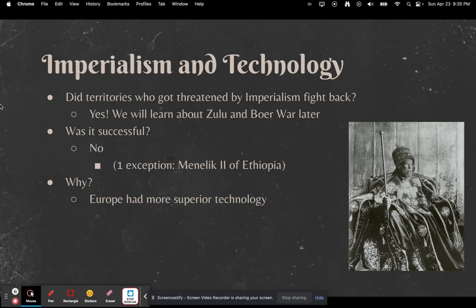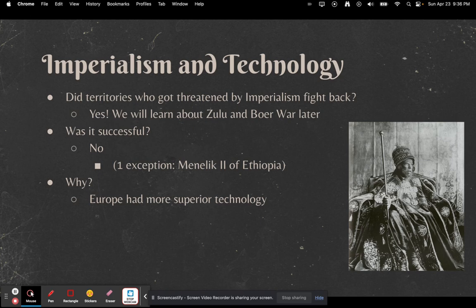So, imperialism and technology. Did territories that were threatened by imperialism fight back? Yes, they did. They didn't just say, "Oh, Europeans are here, we submit to you." No, they fought back. We will learn about the Zulu and the Boer Wars a little bit later on. Now, when these territories fought back, were they successful? No. The only exception I could find was Menelik II of Ethiopia, who actually won against European colonizers.